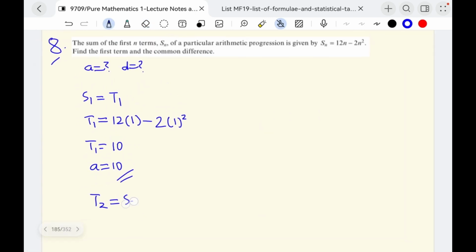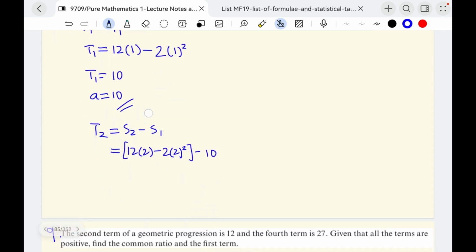So T2 is S2 minus S1. So what is S2? 12 times 2 minus 2n squared. Minus the S1. What is S1? It's 10. Okay?